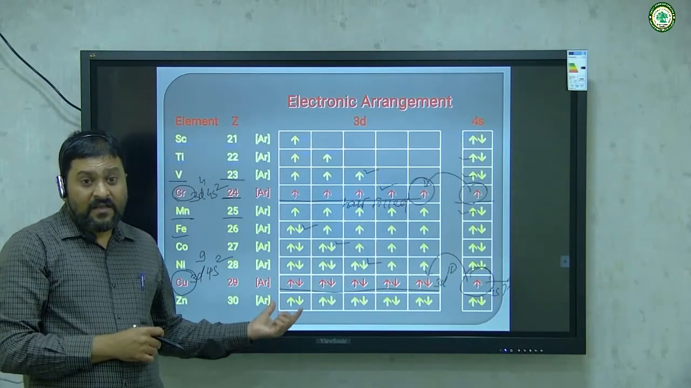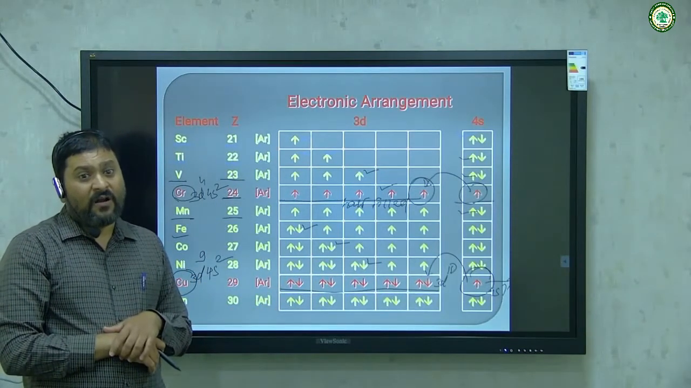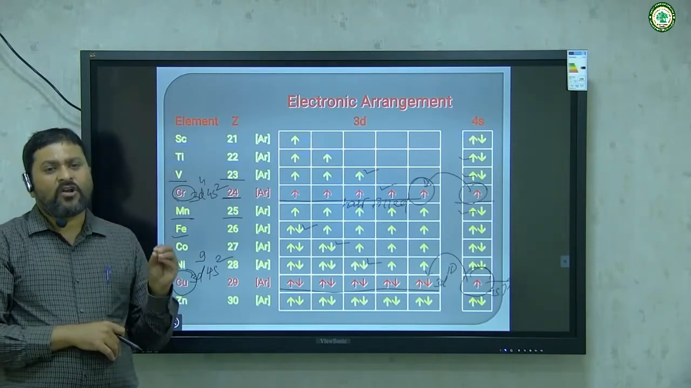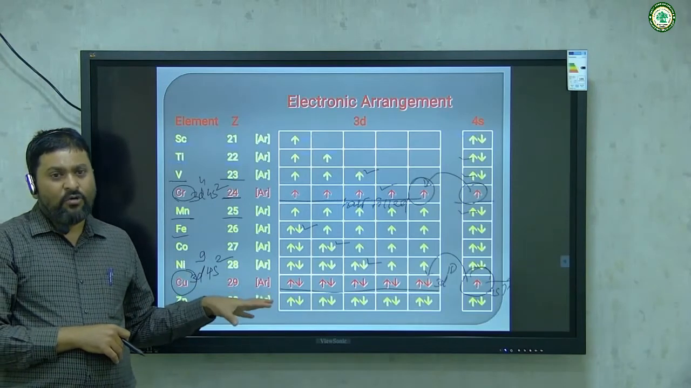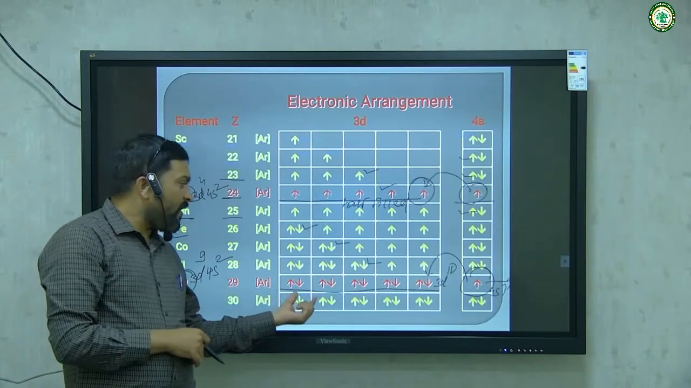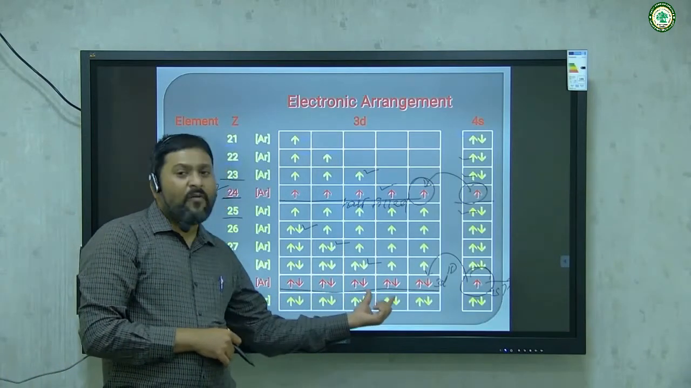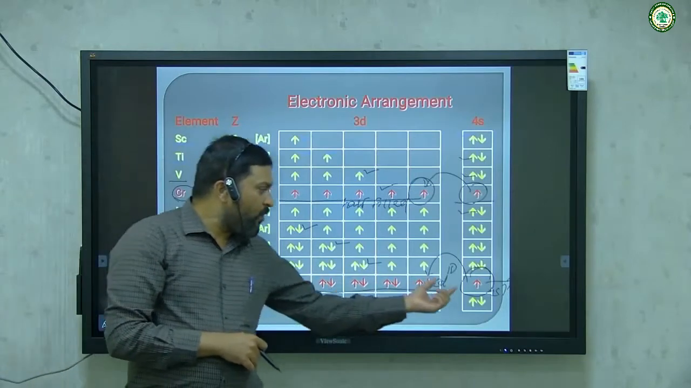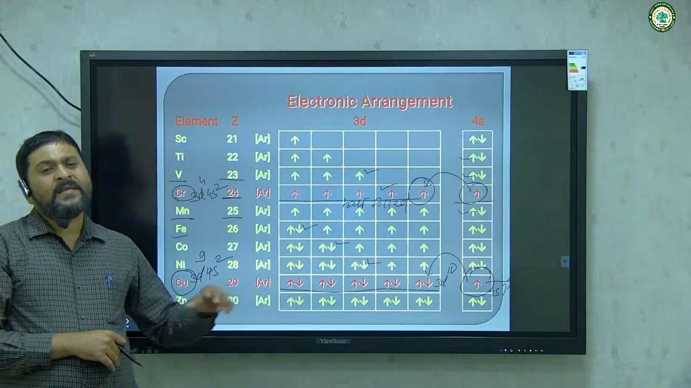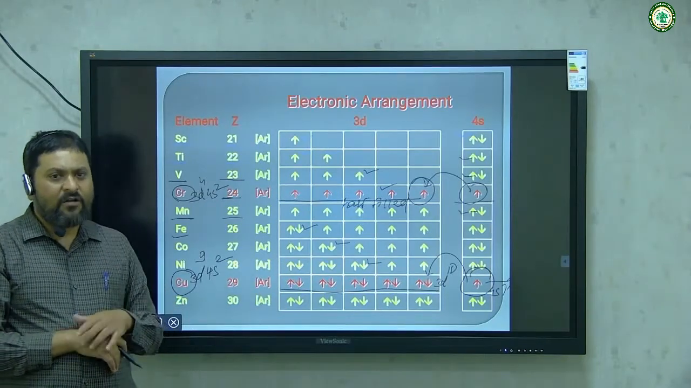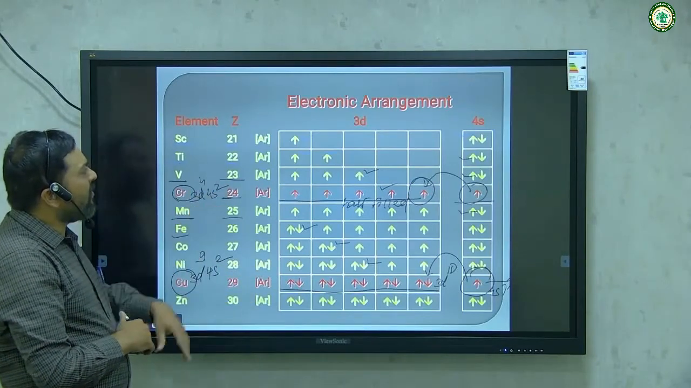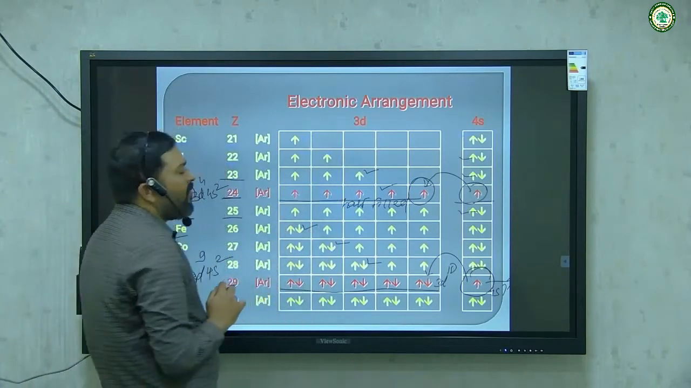Again there is a difference between the observed electronic configuration and the expected electronic configuration of copper, and this is so to attain extra stability. In copper, the 3d subcell is completely filled and the 4s subcell is half filled, and according to our rules, for fulfilling the full-filled and half-filled condition, copper attains the extra stability.